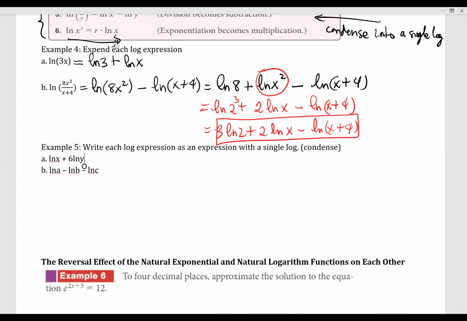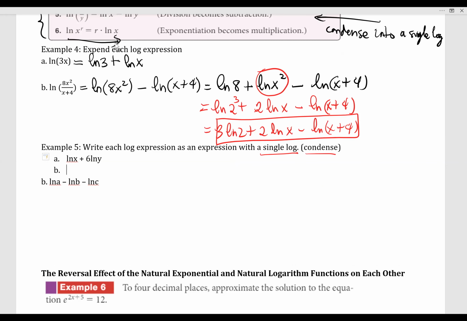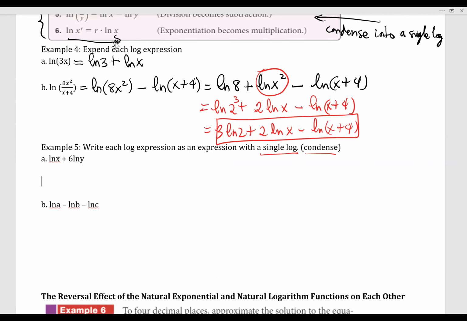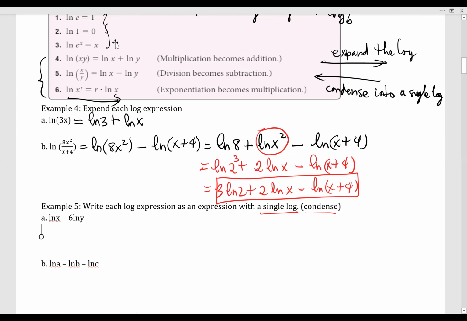Okay, let's move to example 5. In example 5, I want you to write each log expression as an expression with a single log, or I want you to condense it. For problem A here, I know that there is an addition between two natural logs, so I'm going to think about maybe applying property 4.